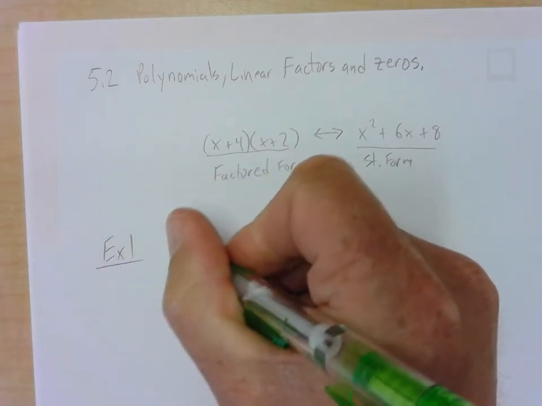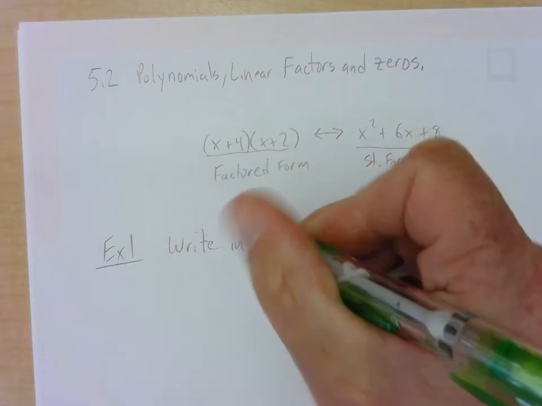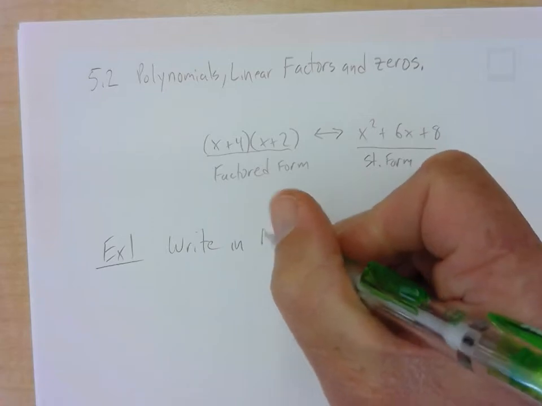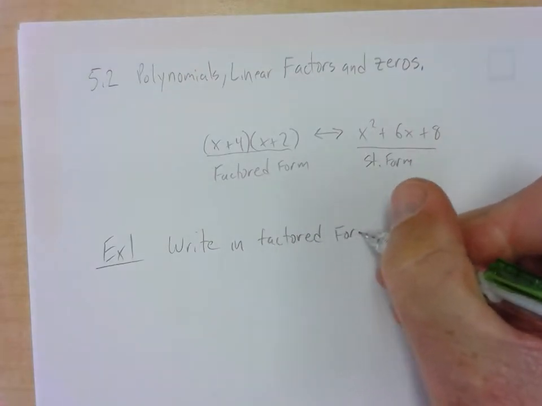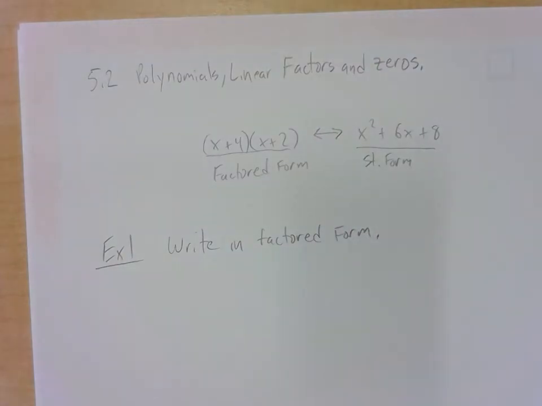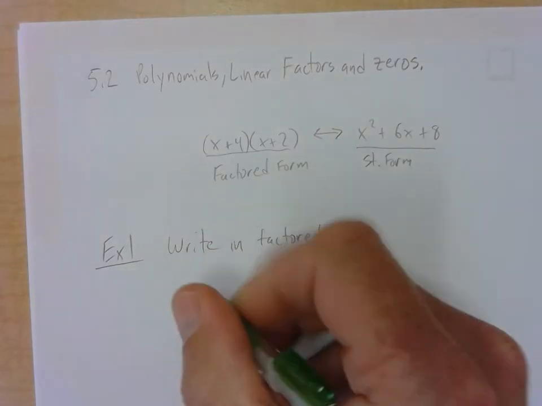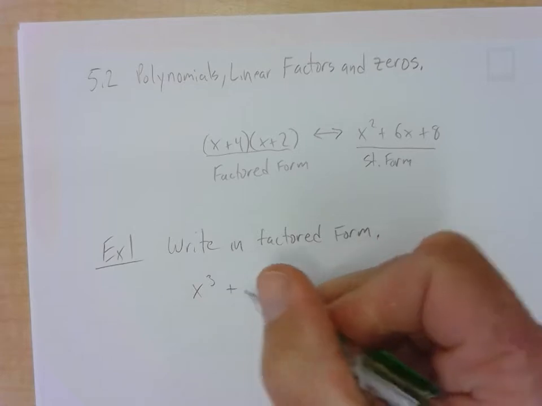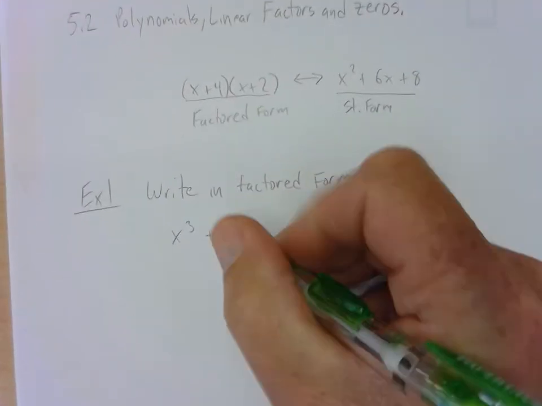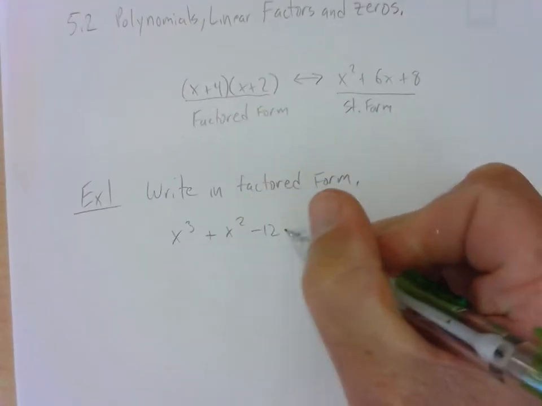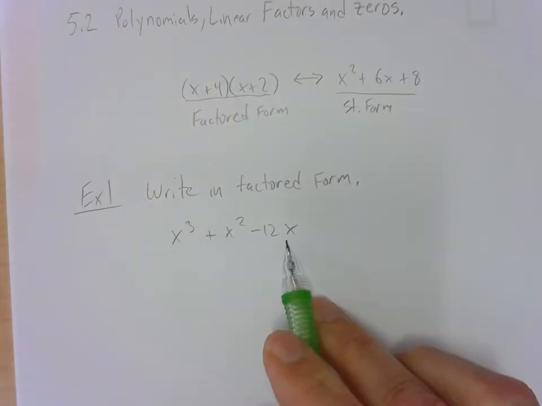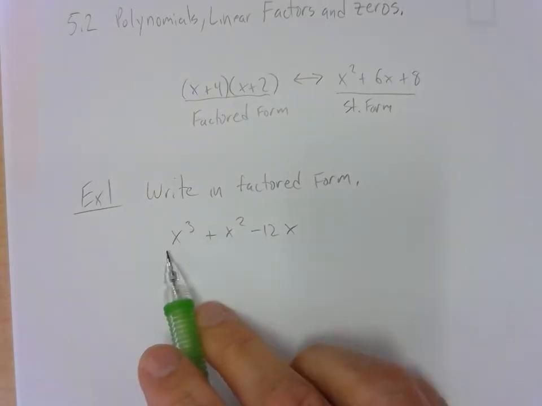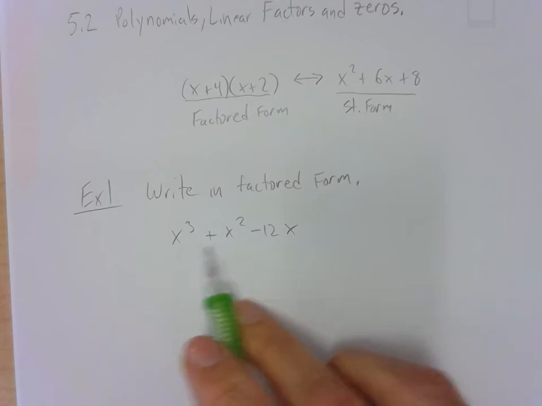So example 1 is write in factored form. X cubed plus x squared minus 12x. So this is a cubic polynomial, and more specifically a cubic trinomial, because it has 3 terms, 1, 2, 3 terms.